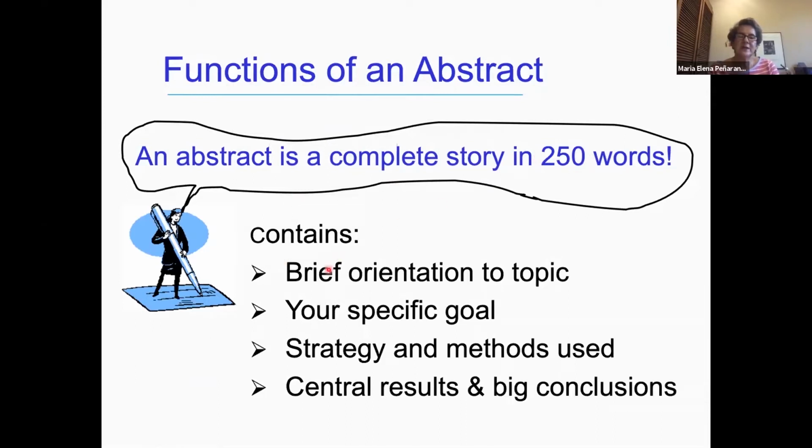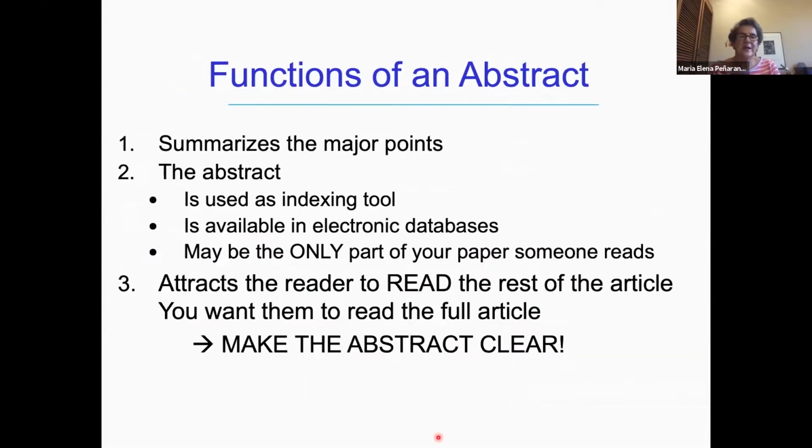And what does it contain? A brief orientation of the topic, your specific goal or the specific question that you set out to answer, the strategic methods used, not all the methods, but the important strategy and methods you used, central results, and a big conclusion. One, usually two conclusions because there is no room. So it's basically the whole article, very, very summarized, and it summarizes the major points.